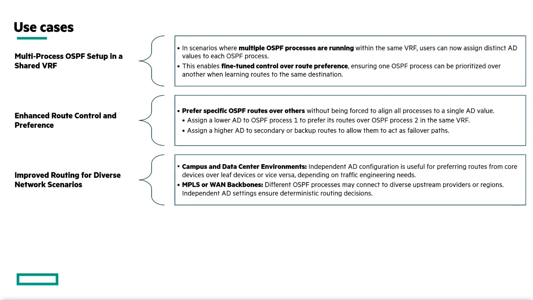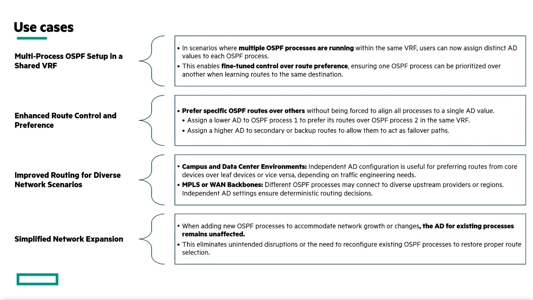The next is improved routing for diverse network scenarios, which includes campus and DC environments or MPLS or WAN backbones. In campus and DC environments, you can tailor the AD preferences, let's say for core versus leaf devices. And in MPLS or WAN backbones, support is offered for diverse upstream connections or regions with independent AD configurations.